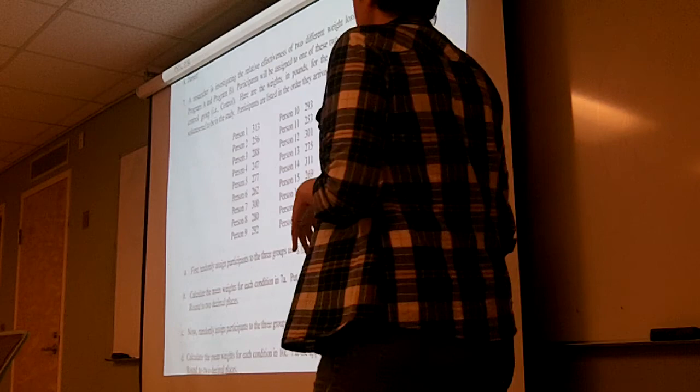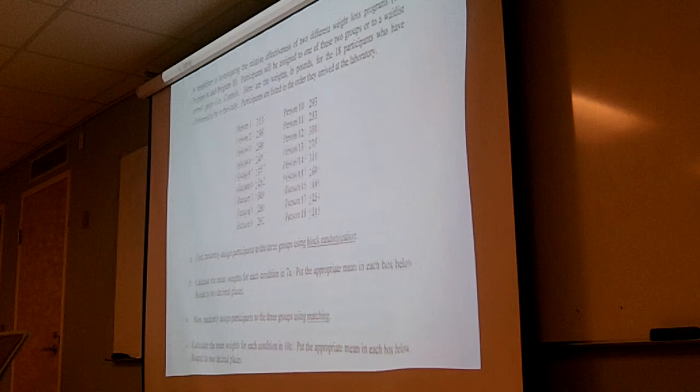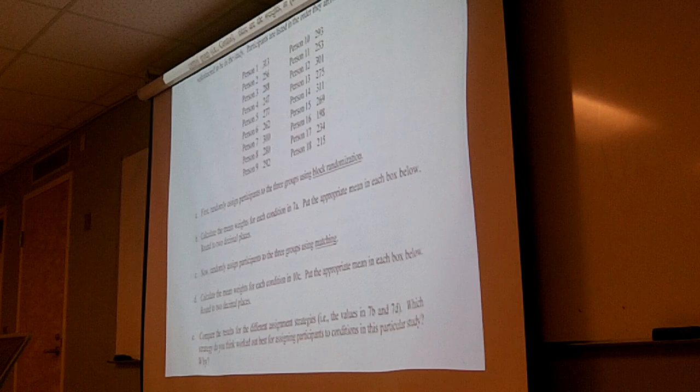So it says first, randomly assign participants to the three groups using block randomization. And if you look at that handout I gave you, what's the first thing I had you do with those dogs?